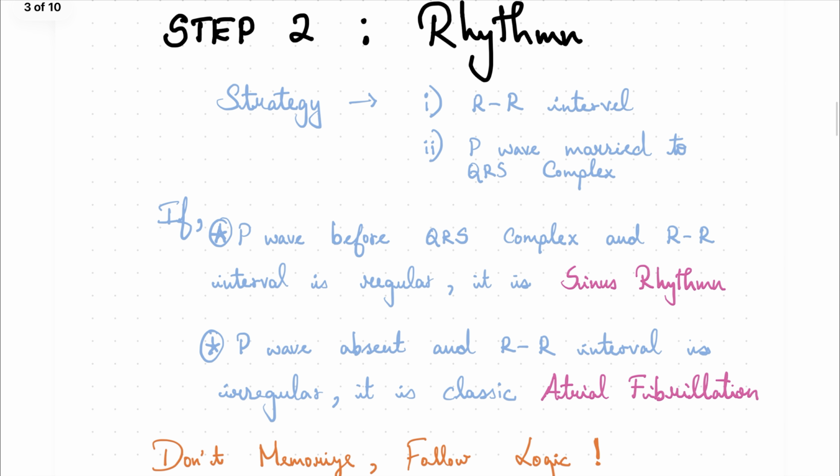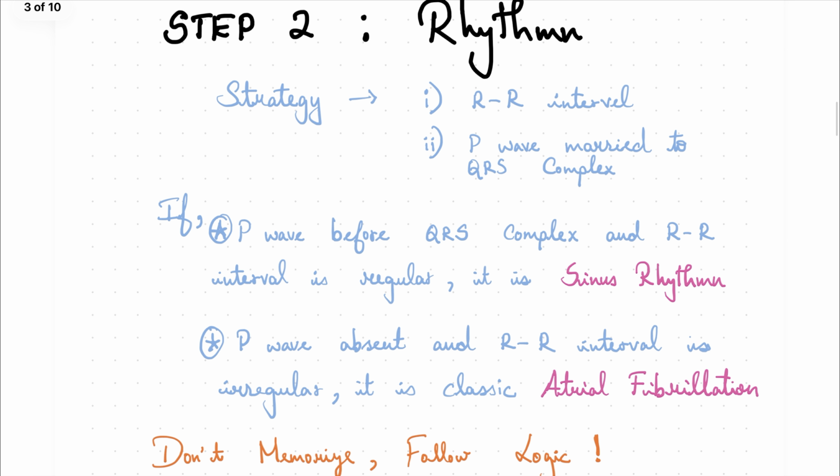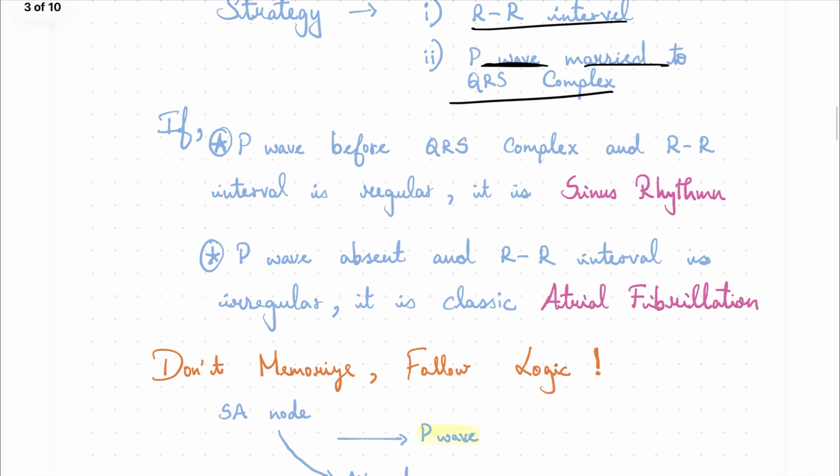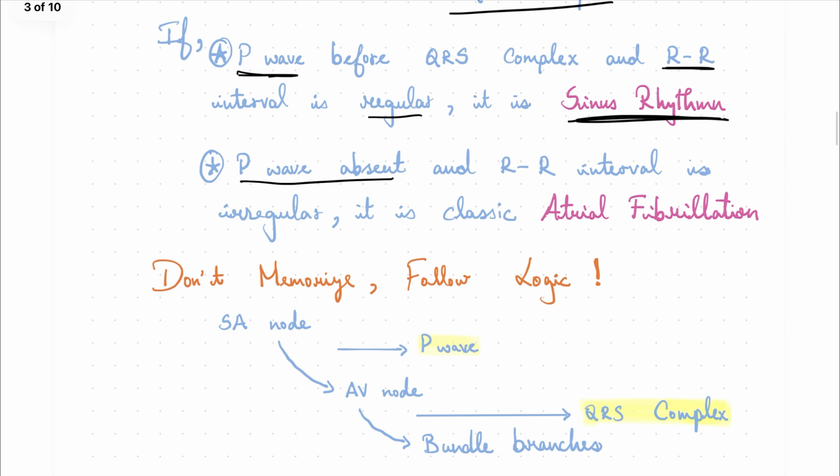Moving on, step 2 is rhythm. It is basically looking at the RR interval and looking if the P wave is married to the QRS complex. If the P wave is before the QRS complex, it's a sinus rhythm with regular RR interval. If the P wave is absent and the RR interval is irregular, it's a classic atrial fibrillation.